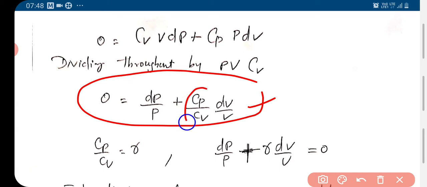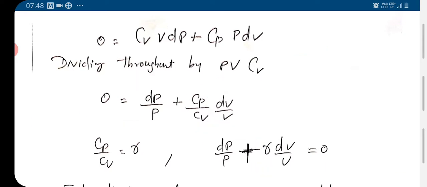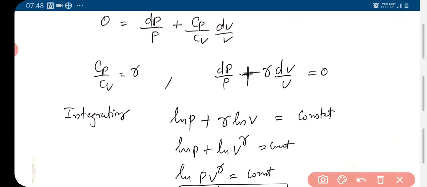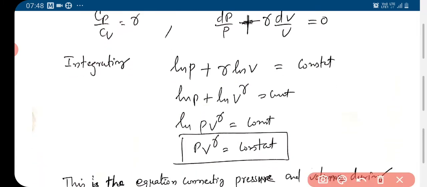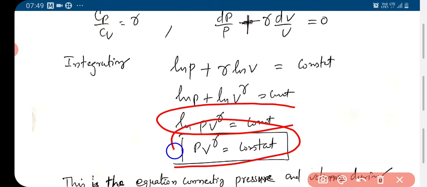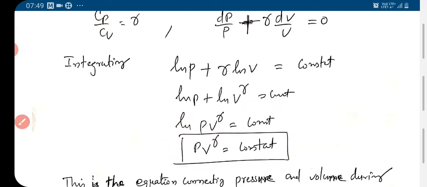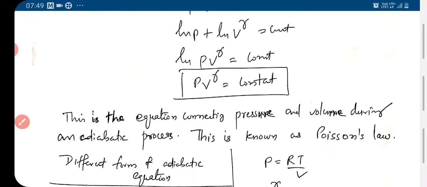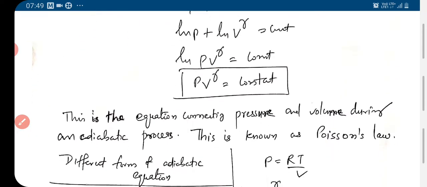As we take Cp by Cv as gamma and integrate, log P plus gamma log V is a constant. So log P plus log V to the power gamma is a constant, and P V to the power gamma is a constant. So we get the equation for the adiabatic process: pressure times volume to the power gamma is a constant. This is for the ideal gas only.